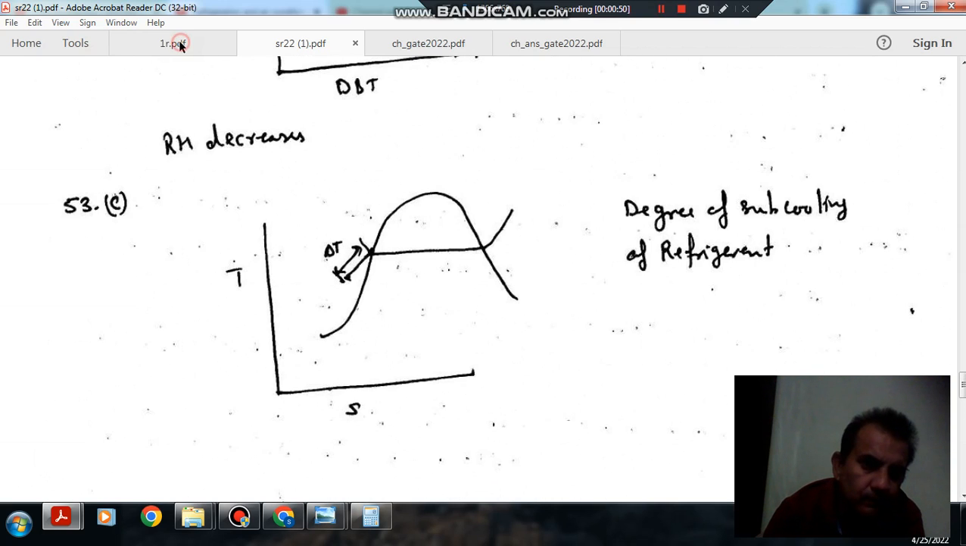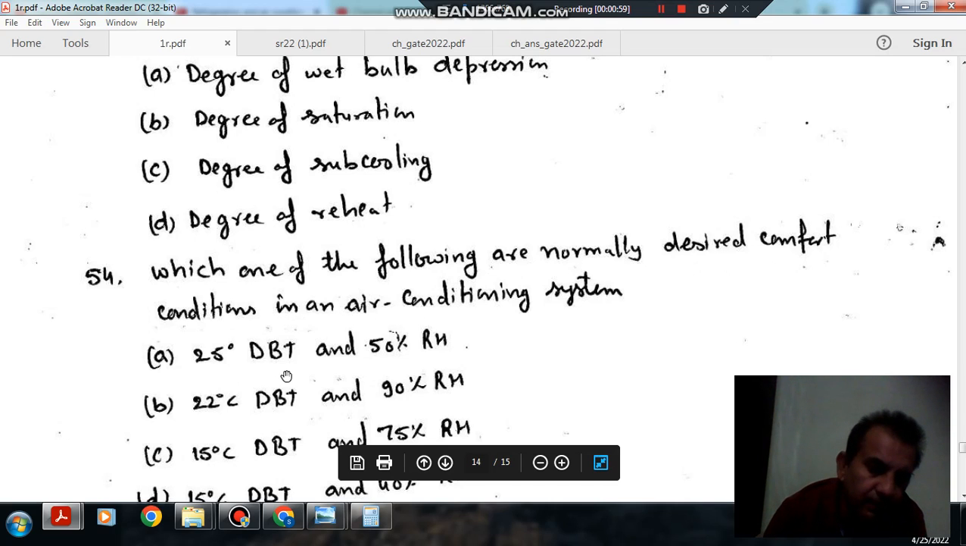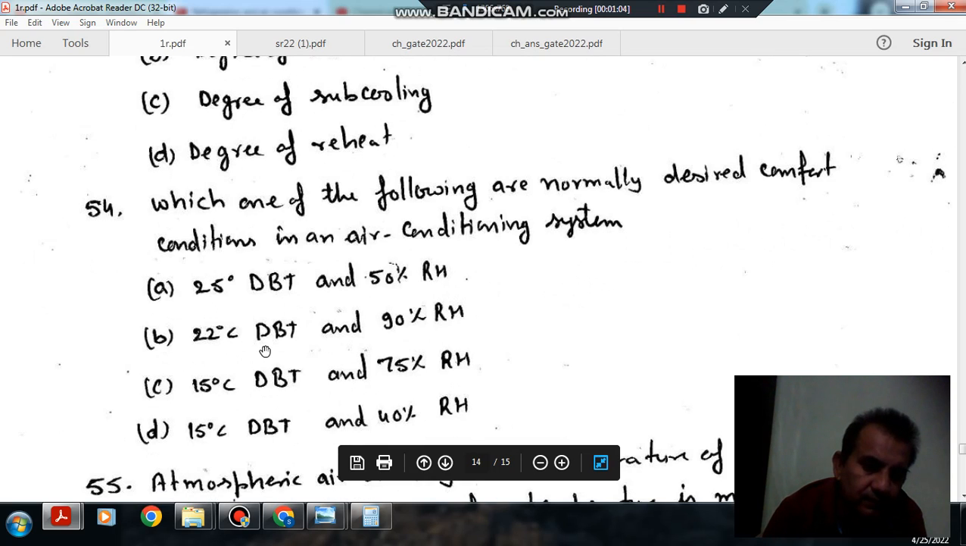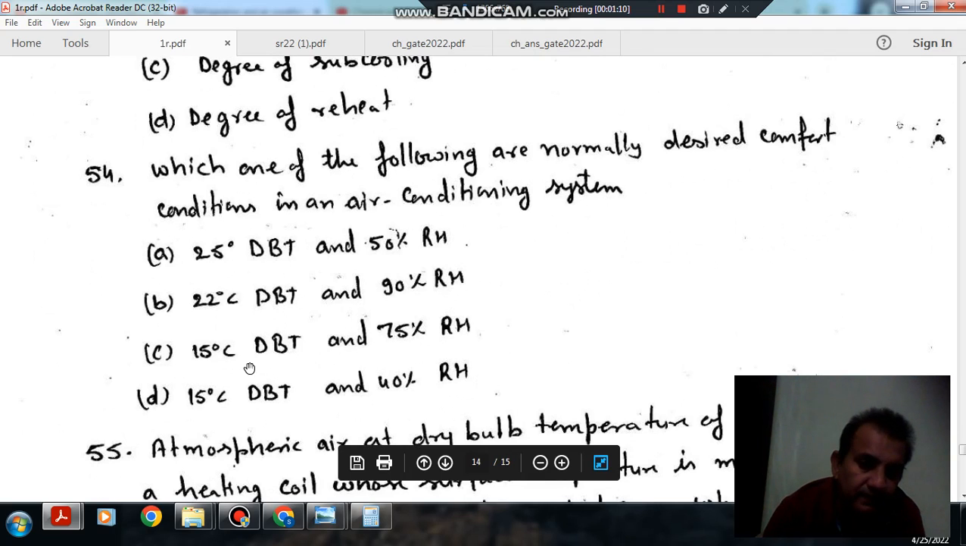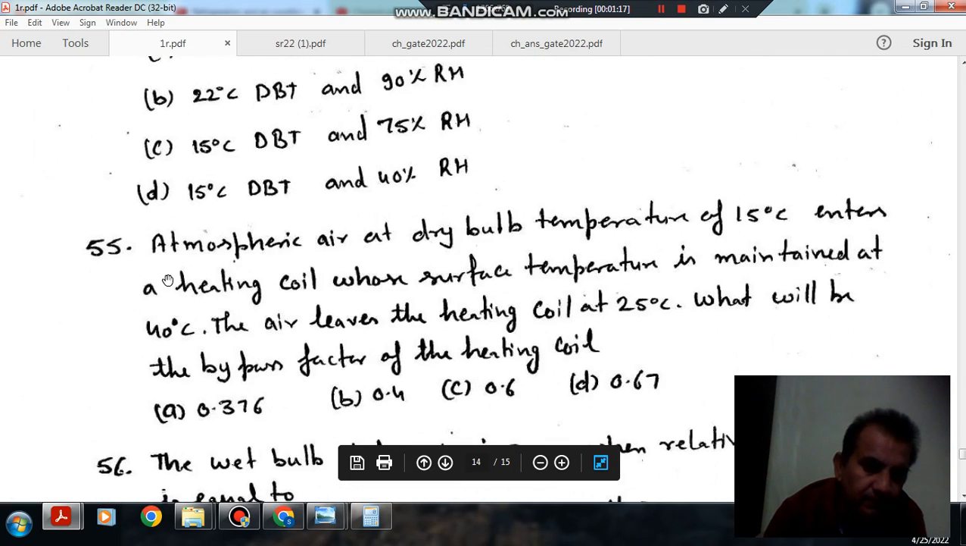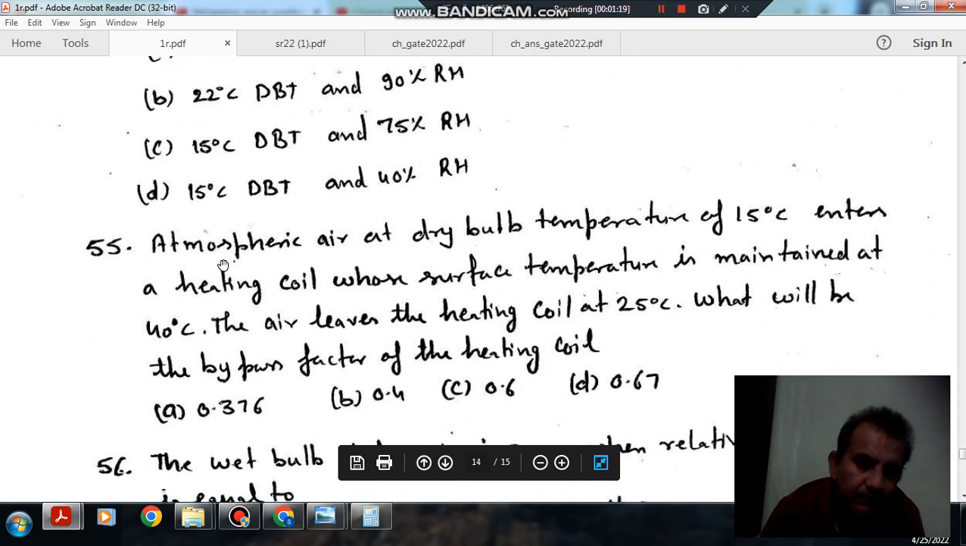Next, which one of the following is normally the desired comfort condition in an air conditioning system? A, 25 degrees Celsius DBT and 50% relative humidity. B, 22 degrees Celsius DBT and 90% relative humidity. C, 15 degrees Celsius DBT and 75% relative humidity. D, 15 degrees Celsius DBT and 40% relative humidity. So the answer is A.